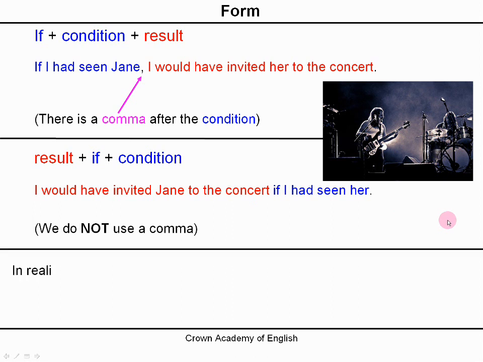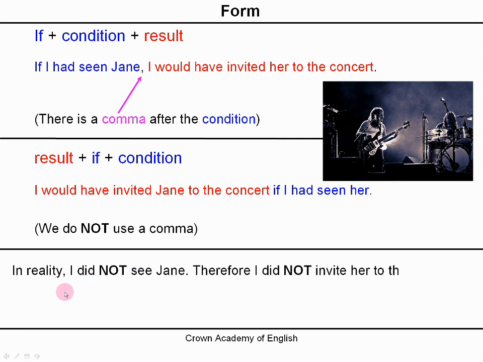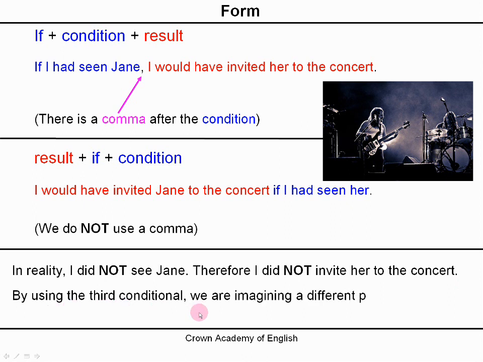Okay? And so, for the meaning of this example, the meaning is, well, in reality, unfortunately, I did not see Jane. Therefore, I did not invite her to the concert. But by using the third conditional, we are imagining a different past. I am imagining what I would have done if I had seen Jane.